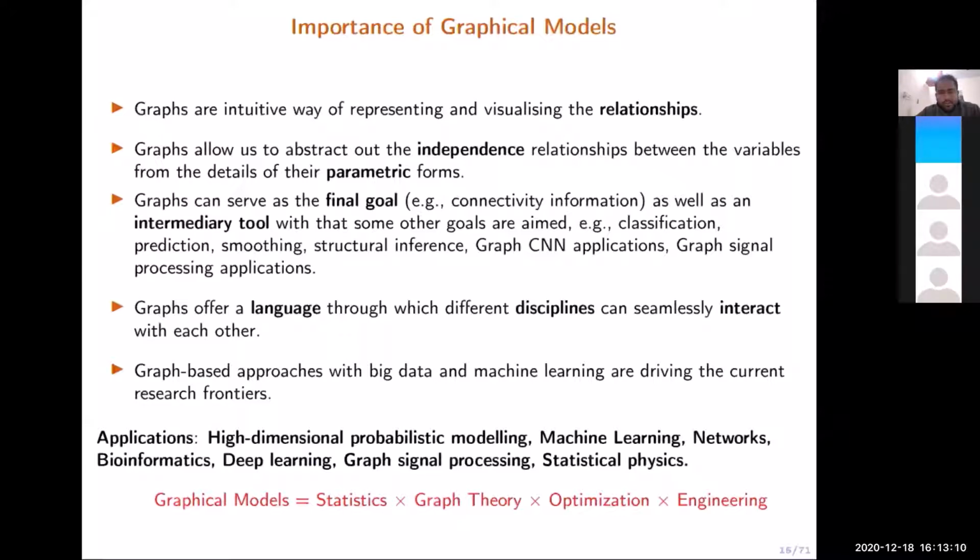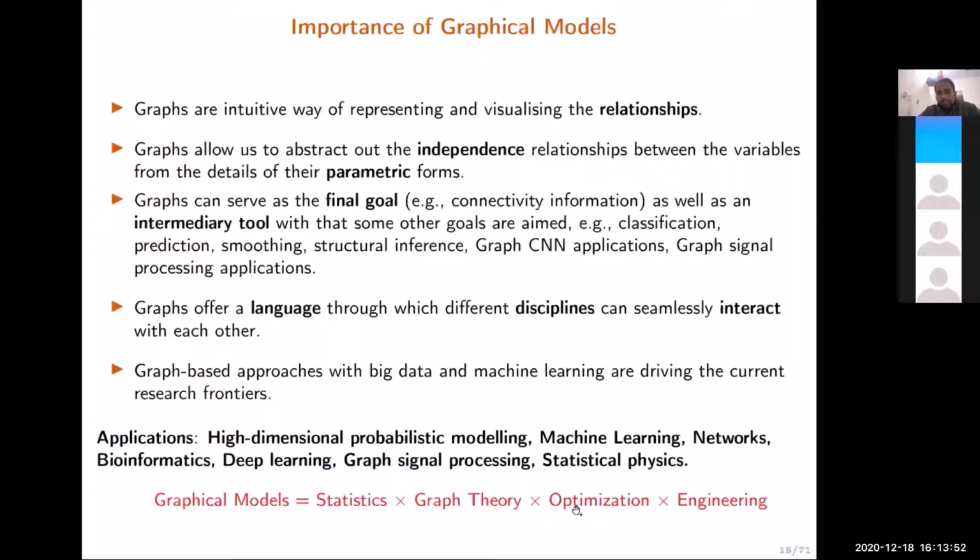It also offers a language through which different disciplines can seamlessly interact. In fact, graph-based approaches with big data and machine learning are the driving force of current research frontiers. The applications of graphs include high-dimensional probabilistic modeling, machine learning, networks, bioinformatics, and other things. The study of graphical models is positioned at the intersection of statistics, graph theory, optimization, and engineering. Probabilistic graph modeling is based on the marriage of statistics and graph theory, and then finally extracting the graph requires a huge amount of optimization.